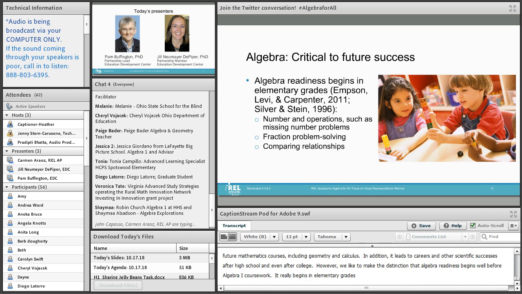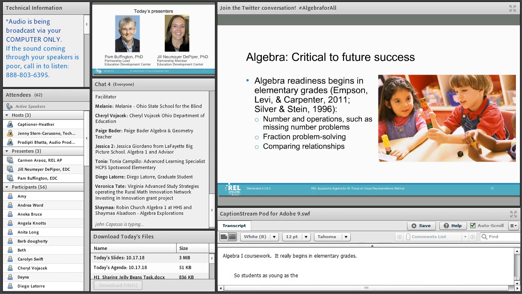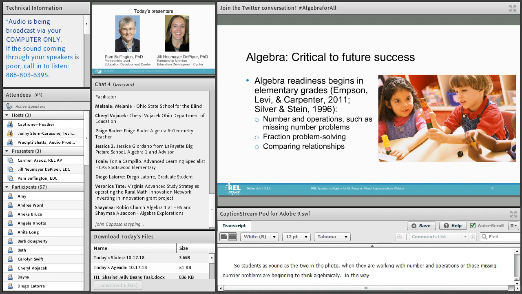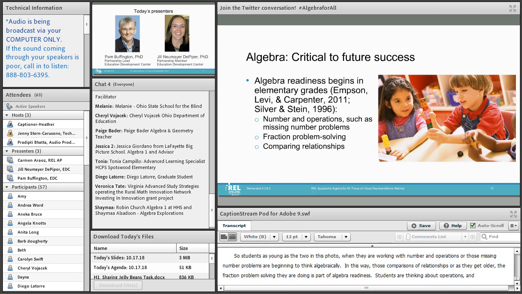So students, as young as the two in this photo, when they're working with number and operations, or those missing number problems, are beginning to think algebraically. And in this way, those comparisons of relationships, or as they get older, the fraction problem solving they're doing, is part of algebra readiness. Students are thinking about operations, and they're thinking about other ways to express their thinking.